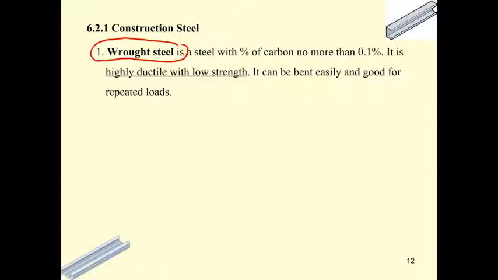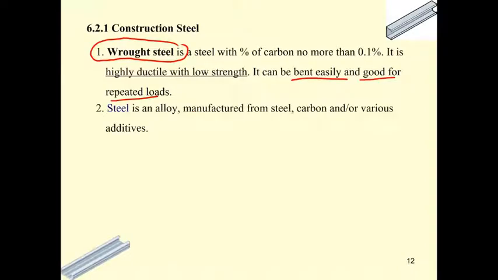My window house also has wrought iron to protect the house from the robbers. We use it a lot in Thailand because it can bend easily and can be subjected to repeated load. So most of the windows in Thailand have bent steel to protect the house. And we use steel.